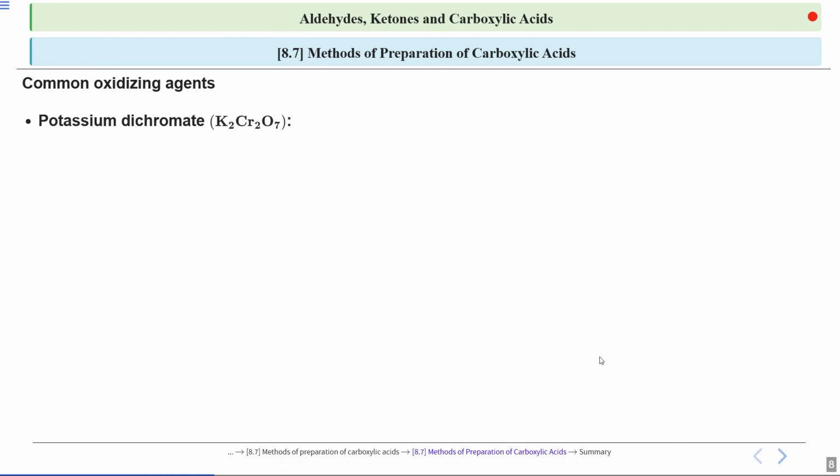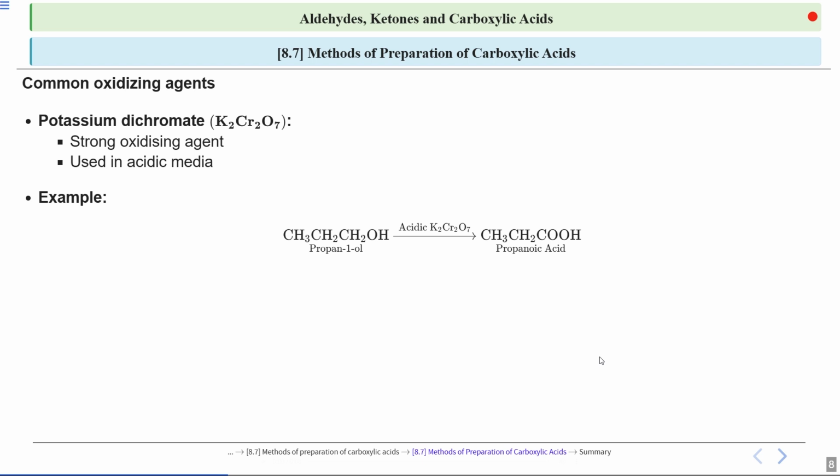Now, another oxidizing agent which we will talk about is potassium dichromate, which is represented as K2Cr2O7. This is also a very strong oxidizing agent, meaning it can effectively transfer oxygen to other substances. But potassium dichromate is typically used in acidic media. Unlike KMnO4, which can be used in any media, potassium dichromate is used in acidic medium. The acidic environment helps to enhance its oxidizing power, which makes the reaction more efficient.